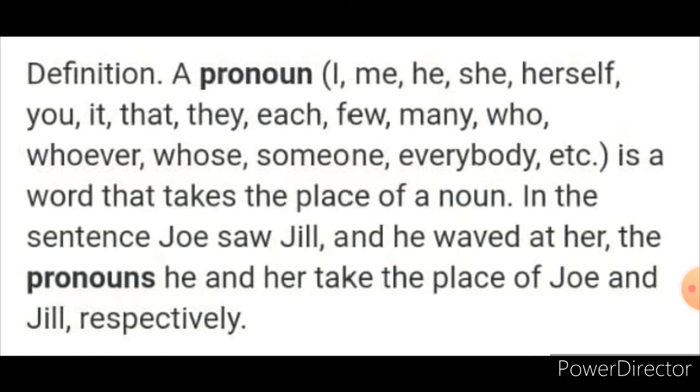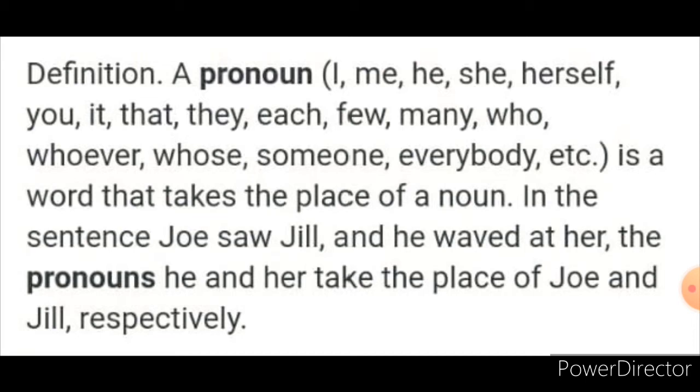So listen, children. A pronoun is a word that is used in the place of a noun. It replaces the noun in a sentence. In the sentence, Joe saw Jill. He waved at her. The pronouns he and her take the place of Joe and Jill. So instead of the boy's name, we can say he. Instead of the girl's name, we can say she or her.